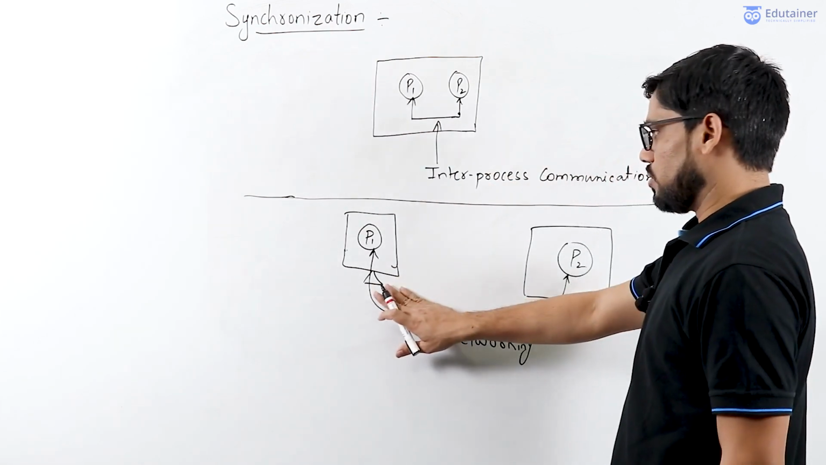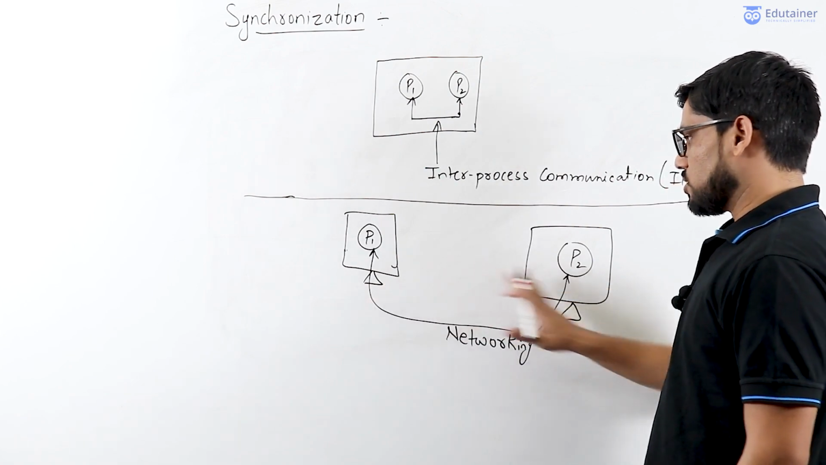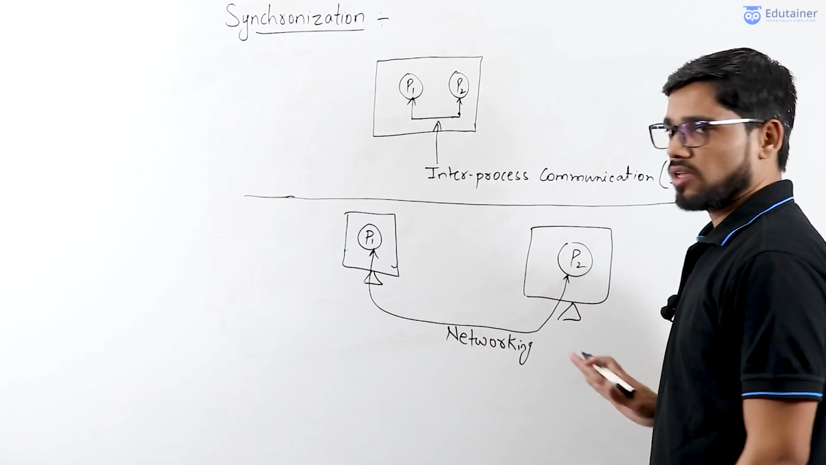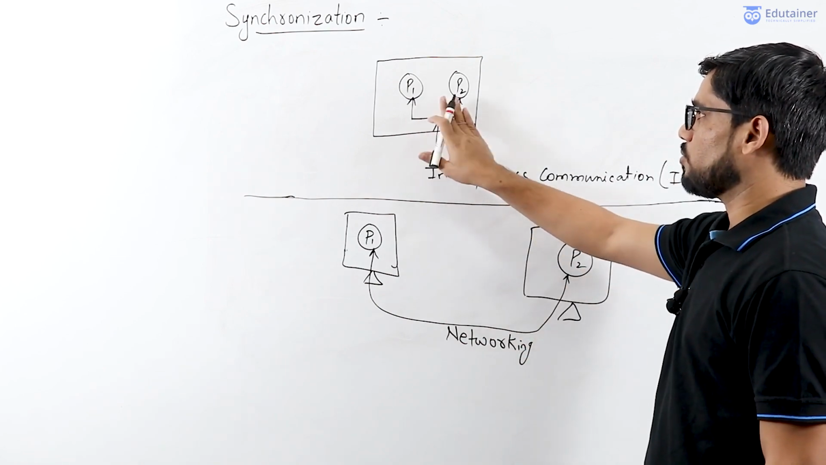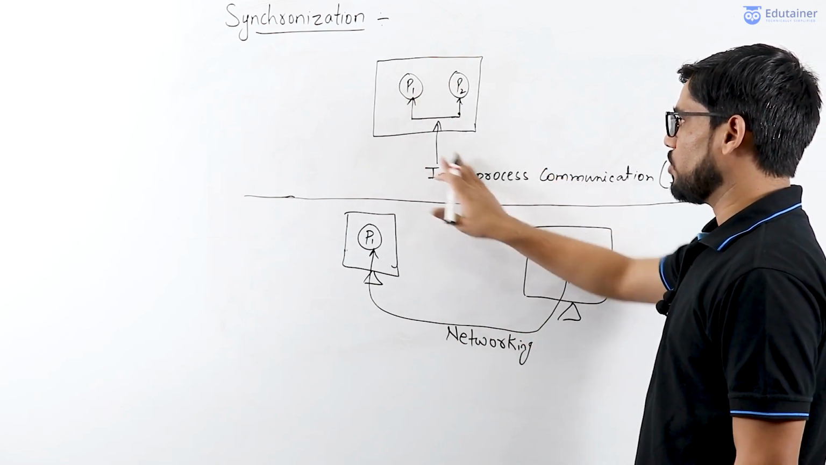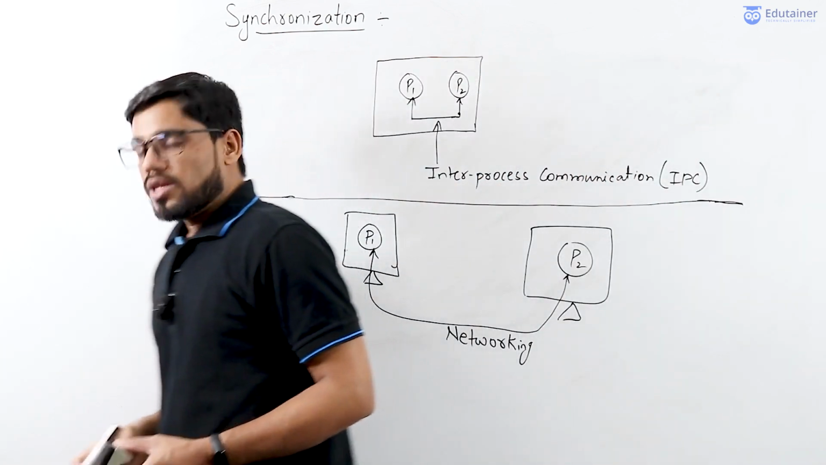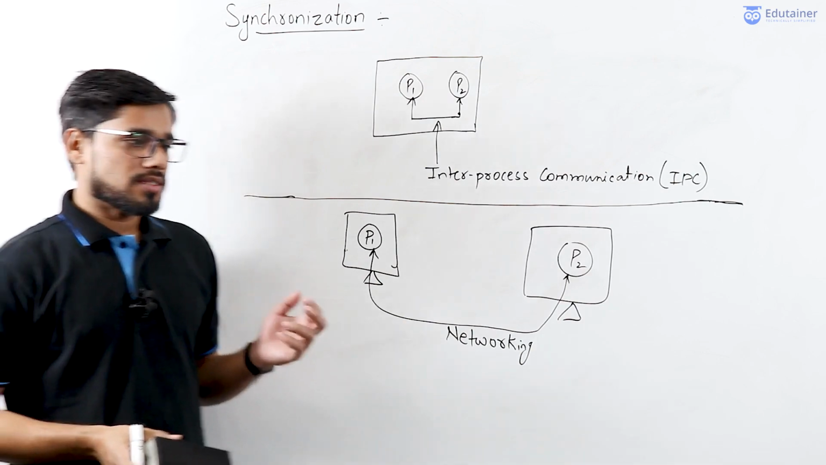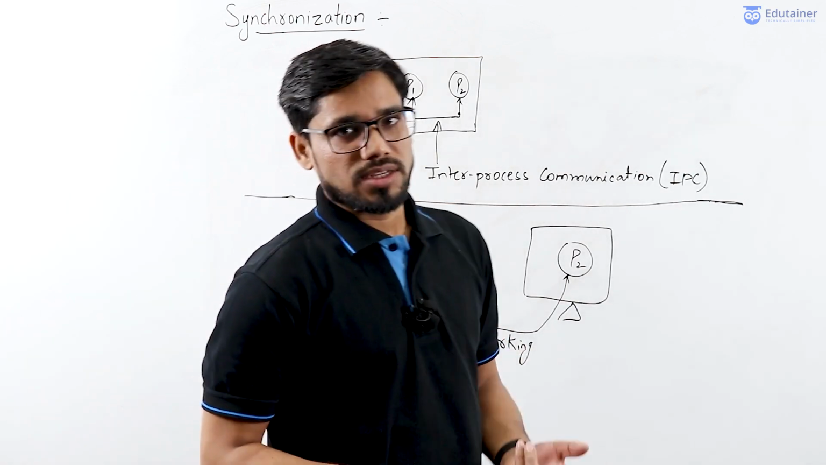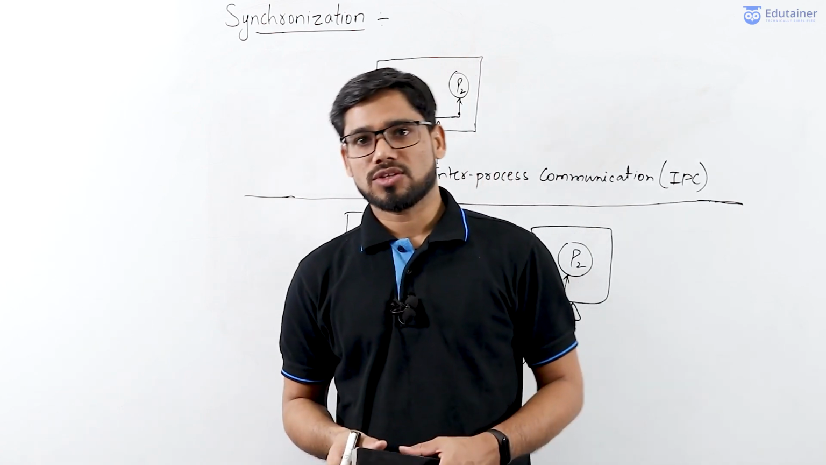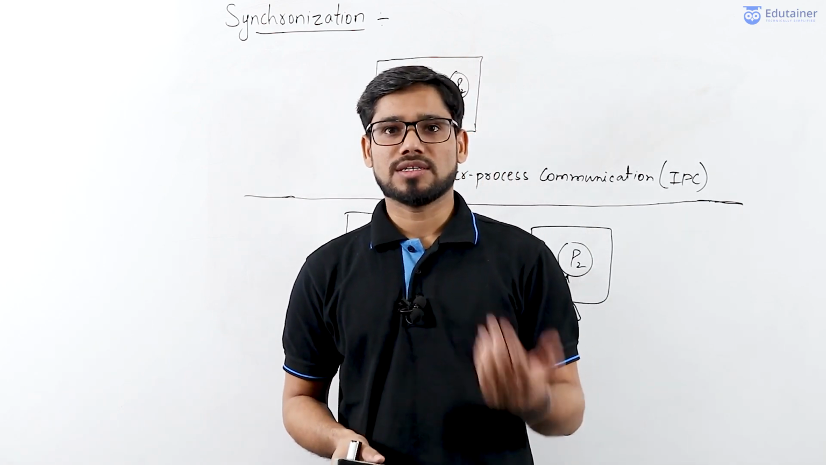So for two different processes which are present in two different computers, we use the networking concept. But for two different processes which are present in the same computer, we use inter-process communication. Okay. So in the next video, we will see the various other aspects related to synchronization and what conditions are required to avoid the synchronization problem or inconsistency problem.